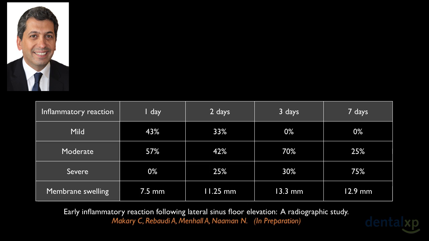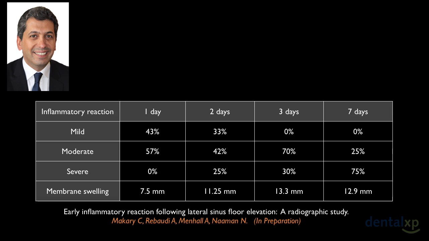And what is interesting to see is that at 1 day, we had 43% of mild inflammatory reaction and 57% of moderate inflammation, but no severe inflammatory reaction. Mean membrane swelling was 7.5 millimeter. At 2 days, we had almost the same for the 3 parts. We had 33% of mild inflammation, 42% of moderate, and 25% of severe. So we start having some more severe inflammation at 2 days. And membrane swelling was 11.25 millimeter.